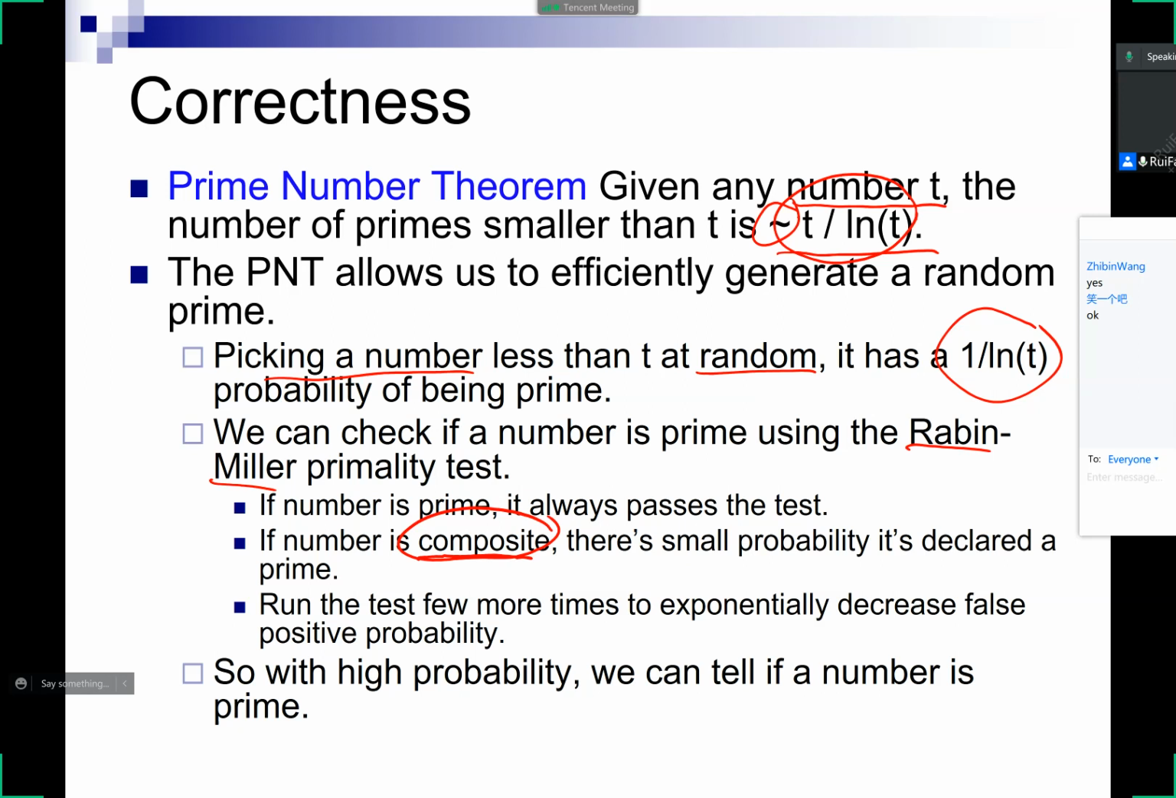In summary, we can efficiently pick random primes. All you do is pick a random number and then run it through the Rabin-Miller test several times, and if it keeps saying it's prime, then with high probability you have a prime number.